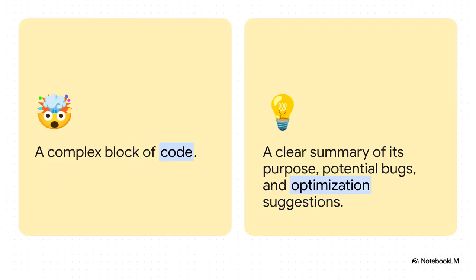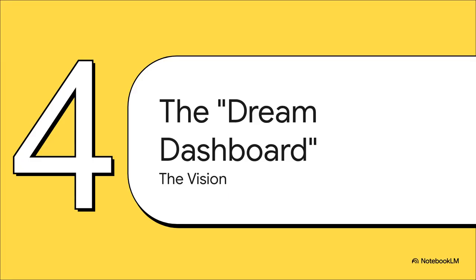So what's the actual payoff for all that? Well, it's this transformation right here. You go from staring at some complex piece of code to getting a clear, plain English summary of what it's supposed to do. Plus, it can point out potential bugs and give you real suggestions for how to optimize it. It basically turns raw code into actionable insights. Think about how much faster that could make code reviews, right? So, with all that functionality already packed in, you have to wonder, where does the project go from here?